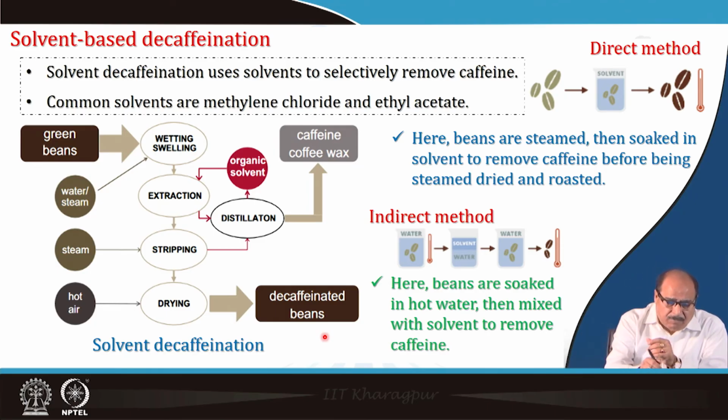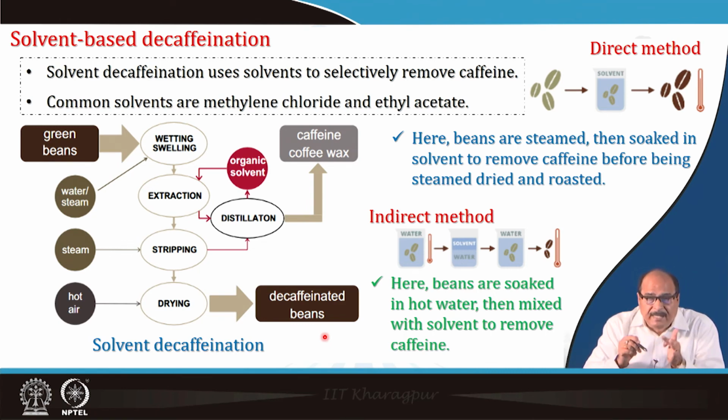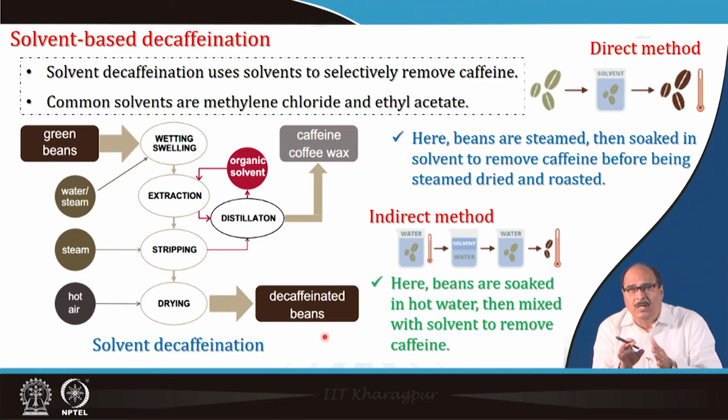You can see here the process flow is given. It can be a direct method or an indirect method. In the direct method, beans are steamed, then soaked in solvent to remove caffeine before being steam dried and roasted. In the indirect method, beans are soaked in hot water, then mixed with solvent to remove the caffeine.